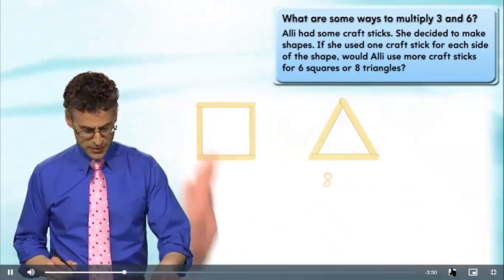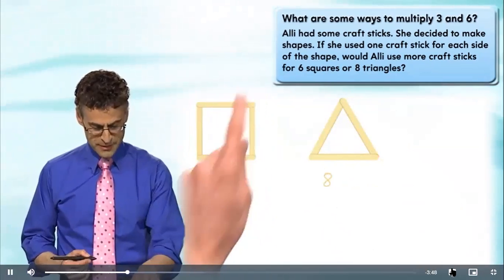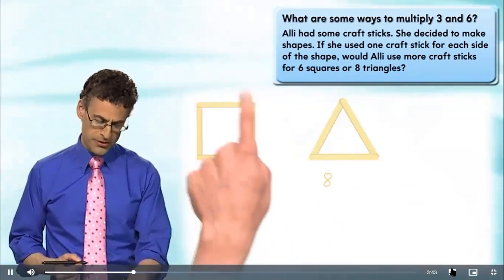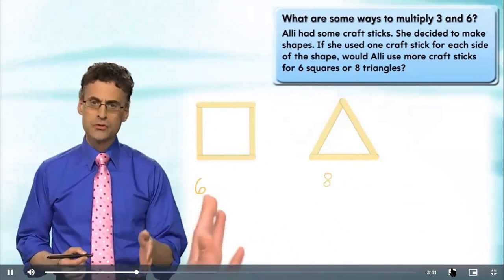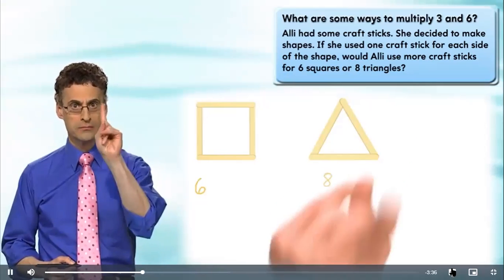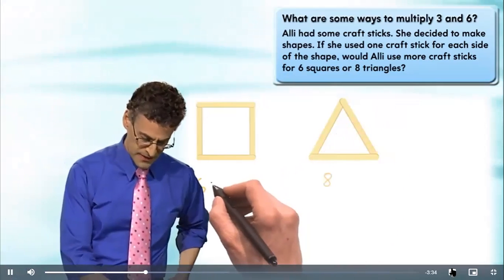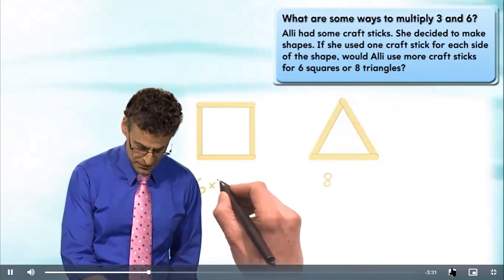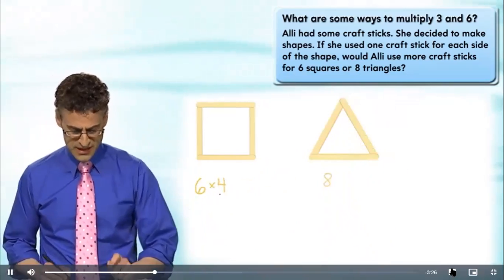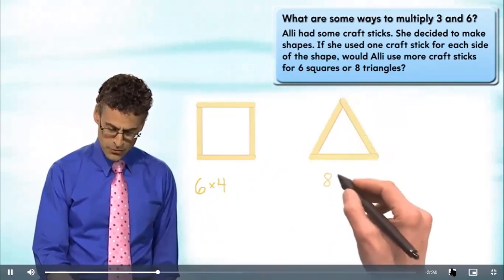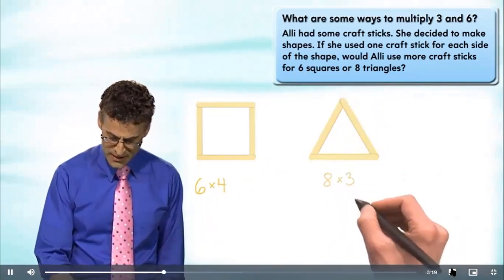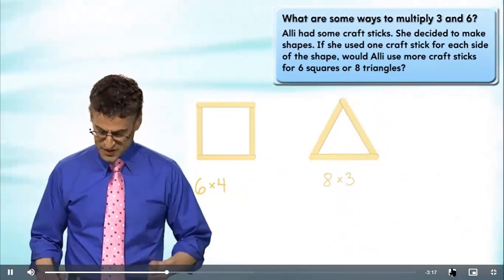Well, of course, one craft stick per side. So here we see 1, 2, 3, 4. So we require 4 sticks. So we have 6 groups of 4. So in fact, the number of sticks is going to be 6 times 4, whatever that is. And then here we see we need 1, 2, 3 sticks. So we have 8 groups of 3, and so we have 8 times 3. Great. So now we have to figure out what these products equal.